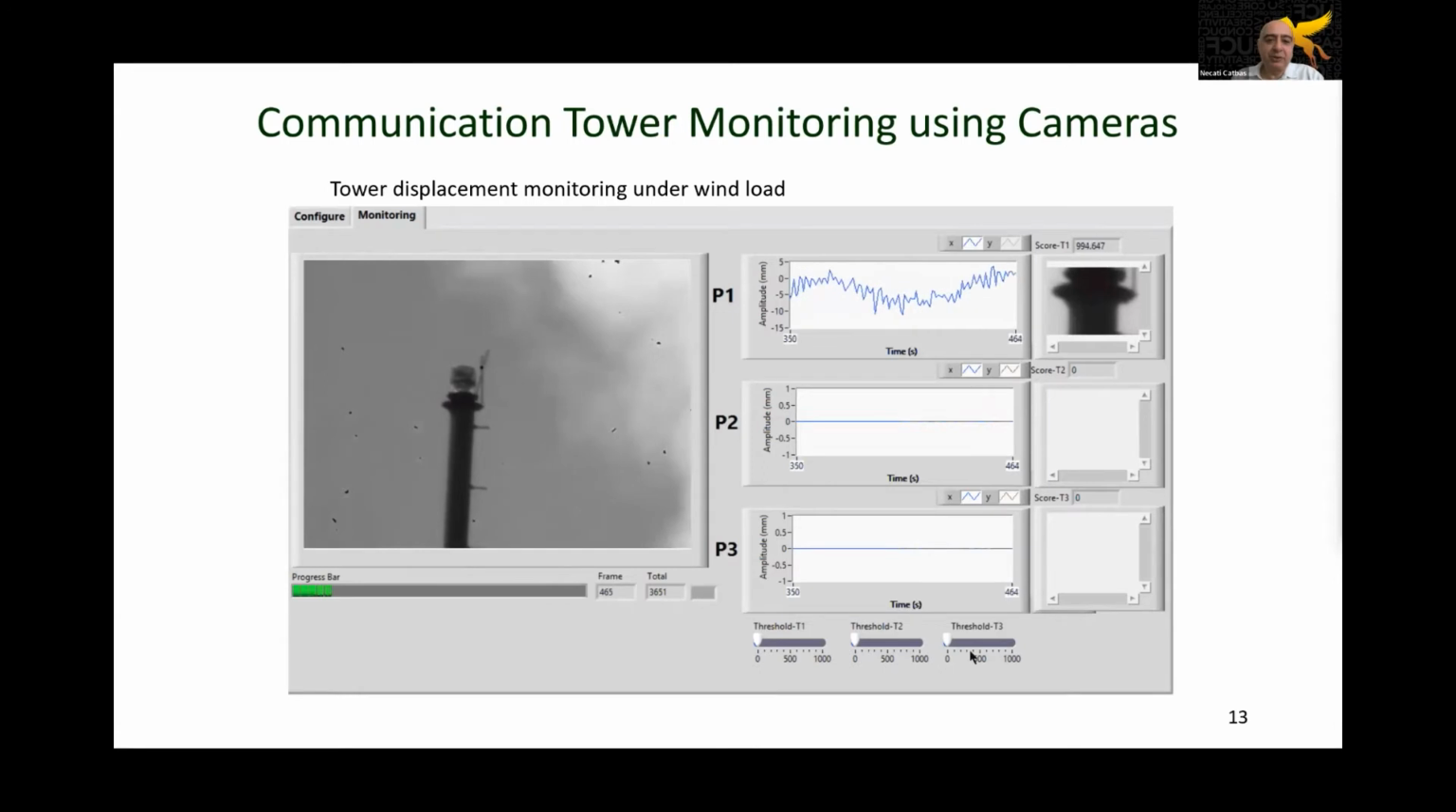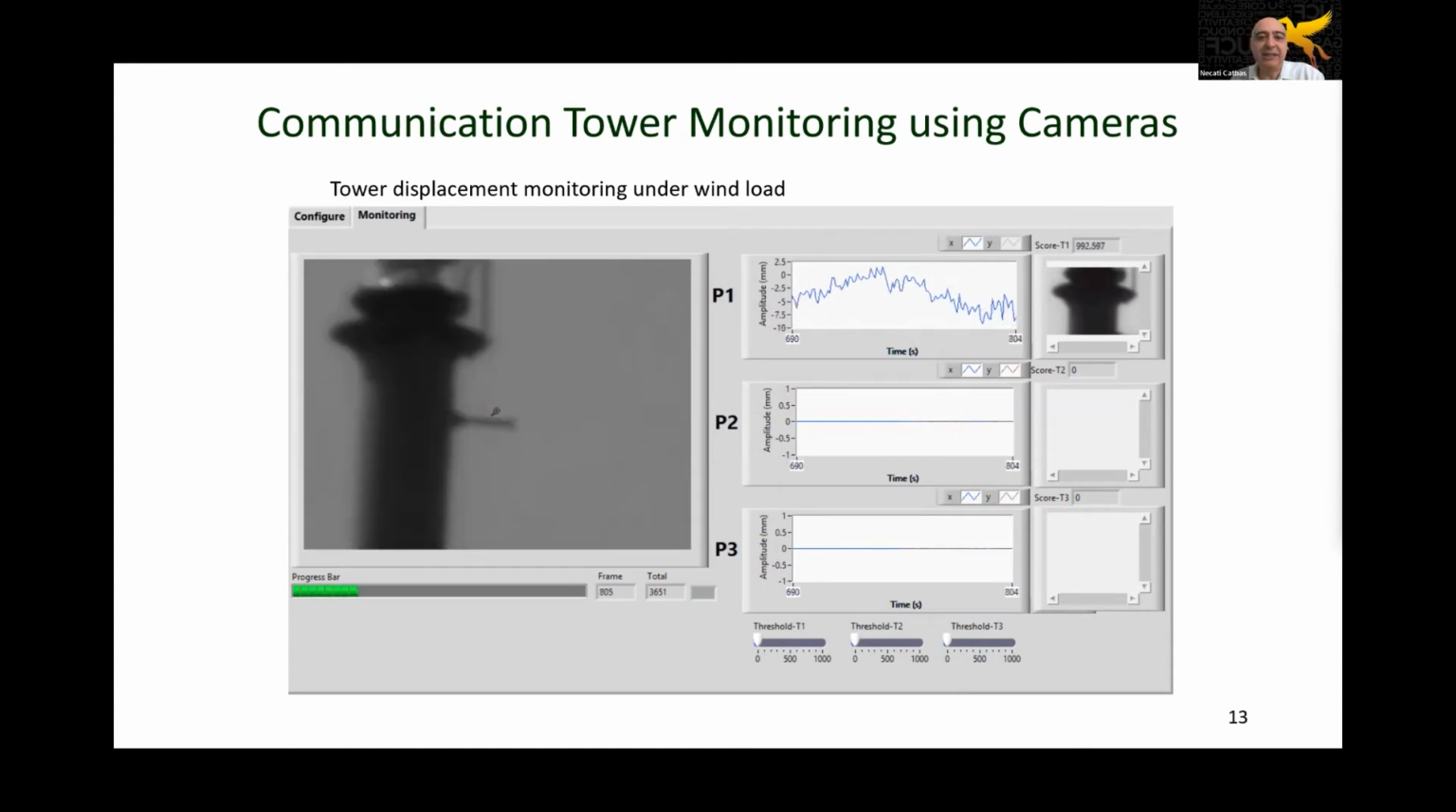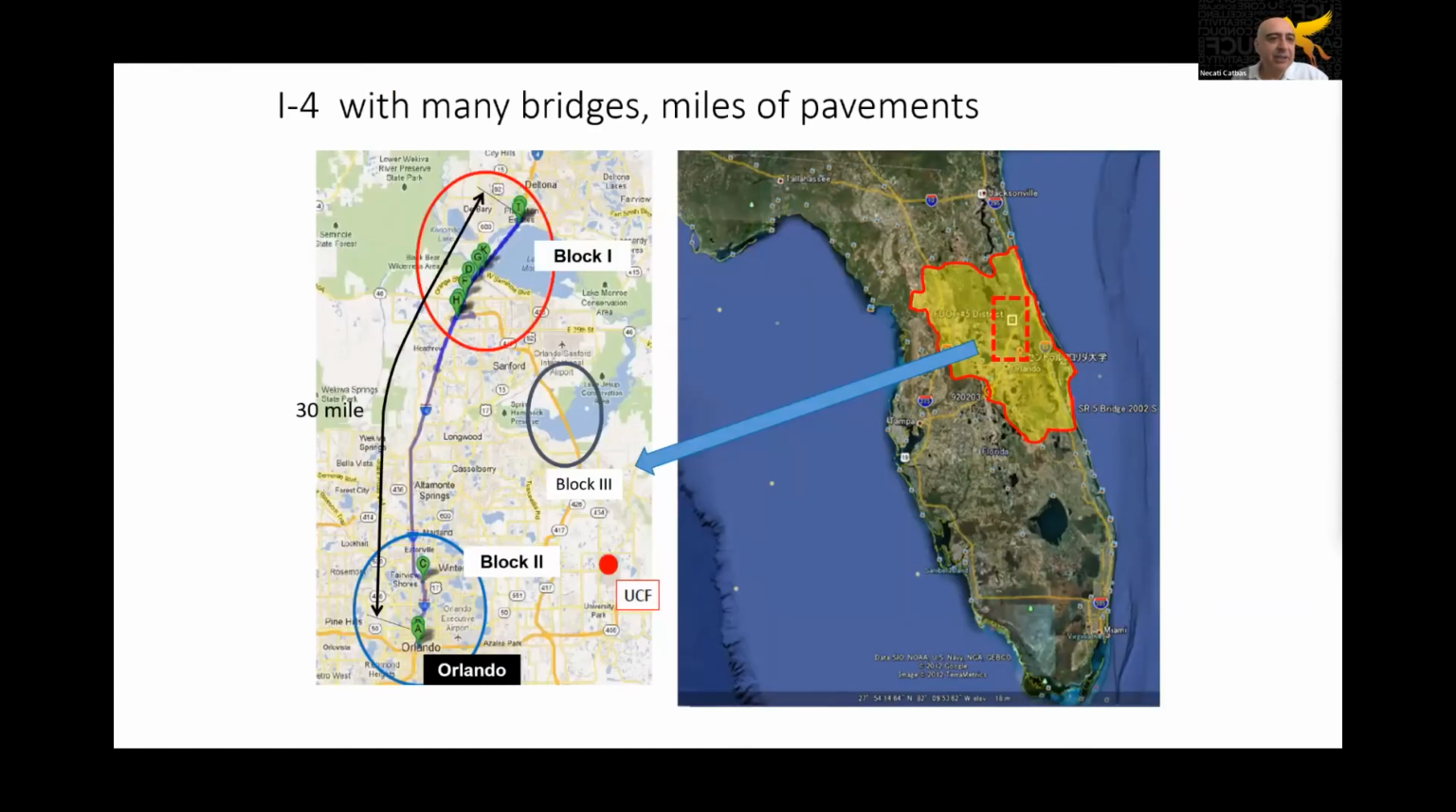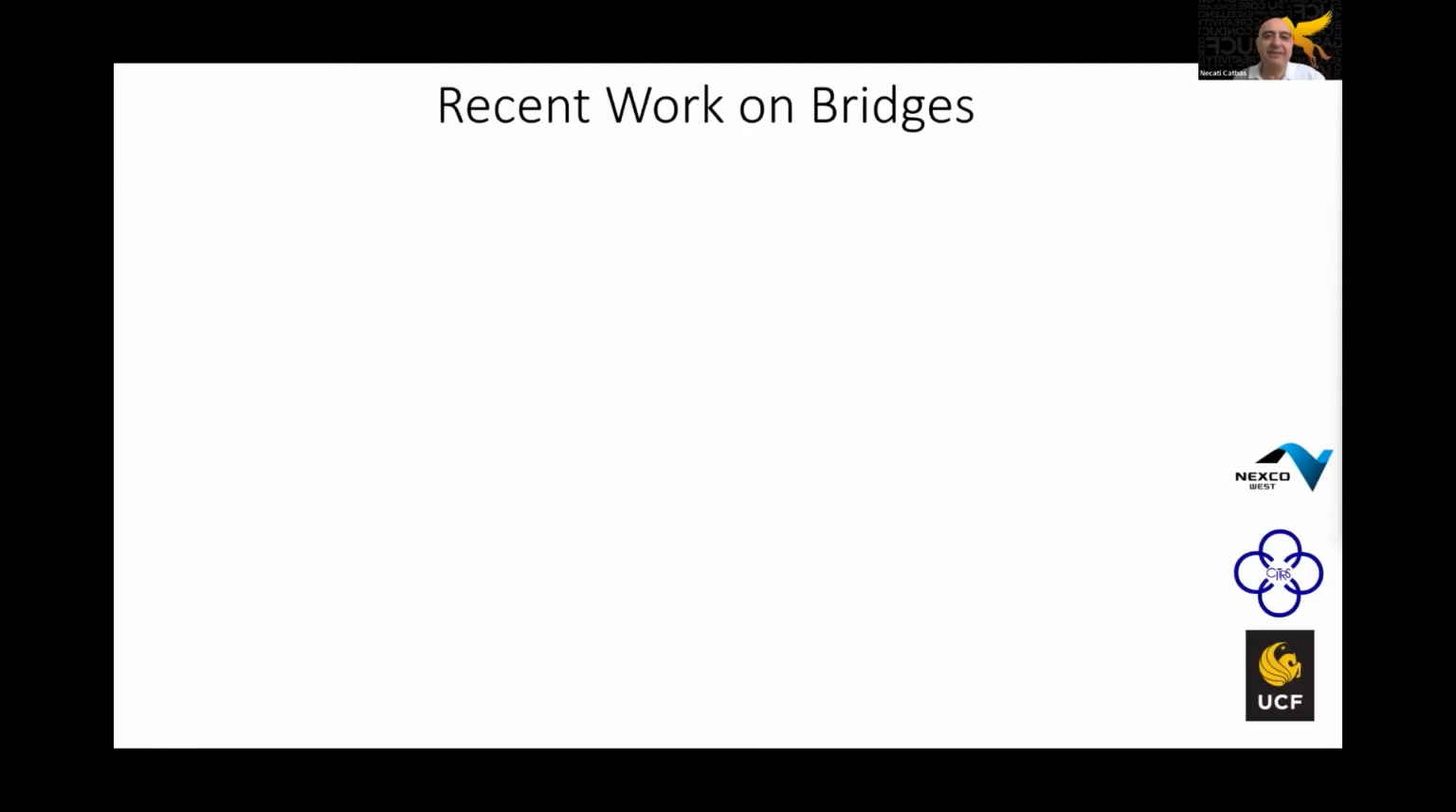We are also exploring edge computing so that we can embed algorithms for damage assessment or computer vision type of algorithms into the devices. So that's one application that we are looking at. Another example is I-4 bridges. You can think about on I-4, there are many bridges, highway overpasses, and miles and miles of pavements. So what can we do for those? Again, I think we can utilize a mobile and intermittent monitoring system.